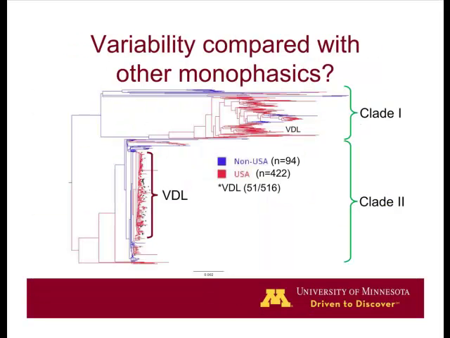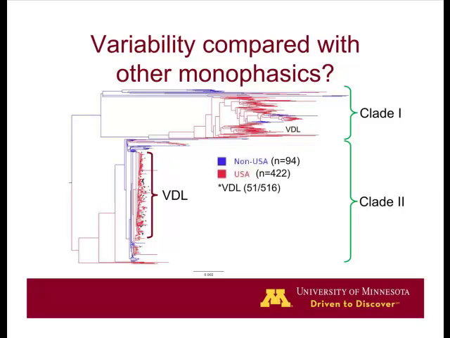Now, what if we compare just our monophasics with all the monophasics that are out there? What do we see? Basically, we see first of all this kind of shape, this kind of topology. The colors here indicate the ones that were recovered in the USA. The red would be USA, 422, so most of them.